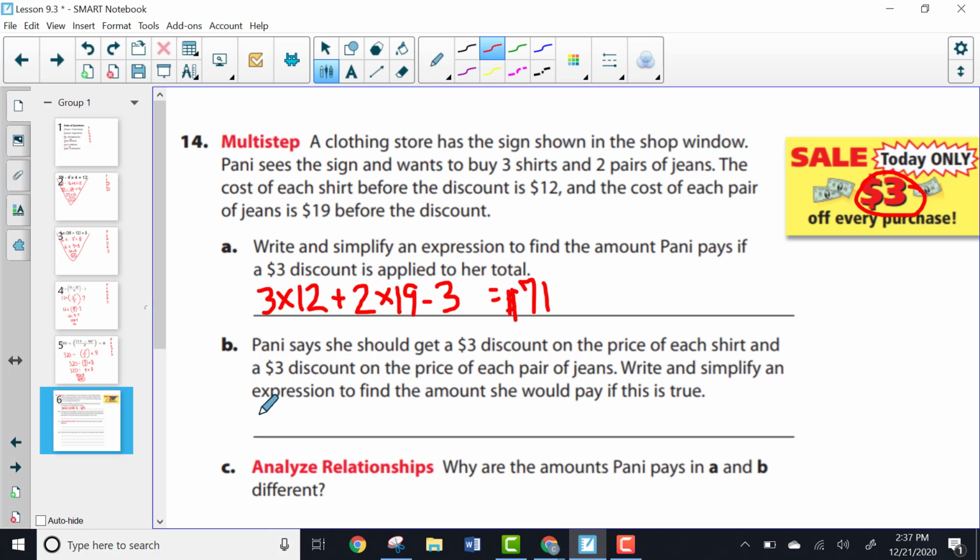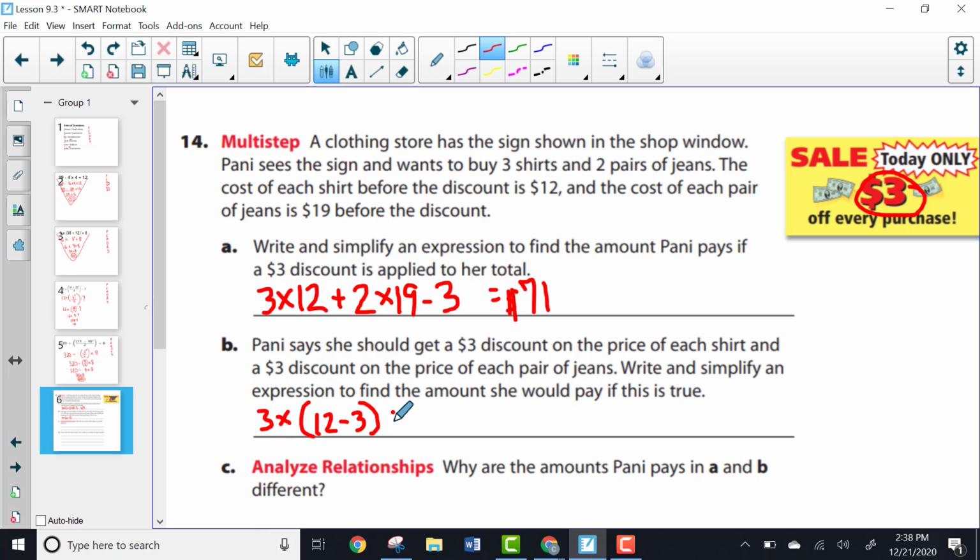So what we have here is, $3 discount on the price of each shirt. All right, so we know that she's buying how many shirts? She's buying 3 shirts. So we're going to take 3 and we're going to multiply that by the discount that she will be getting. We know that the shirts cost $12. So we're going to subtract $3 from that. Where am I getting the $3? Because that's the discount she wants on every shirt. Where am I getting the 3 times? Because she's buying 3 shirts.